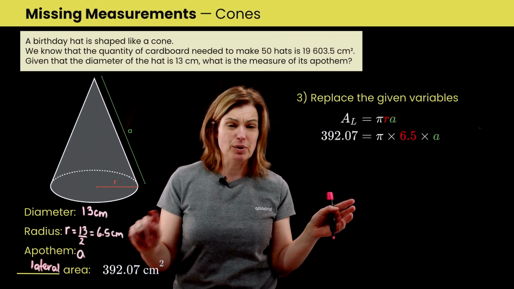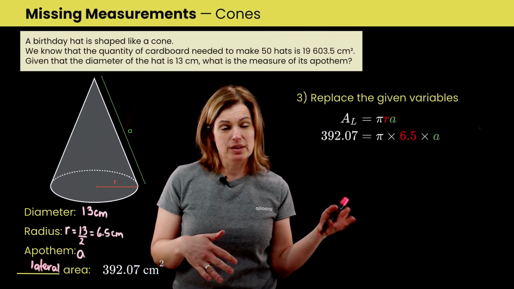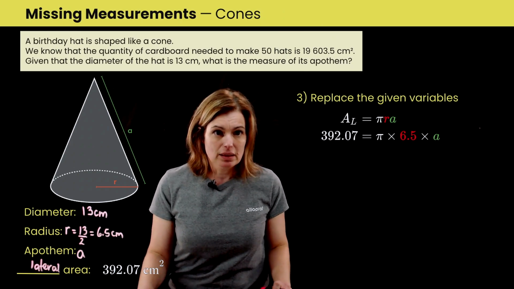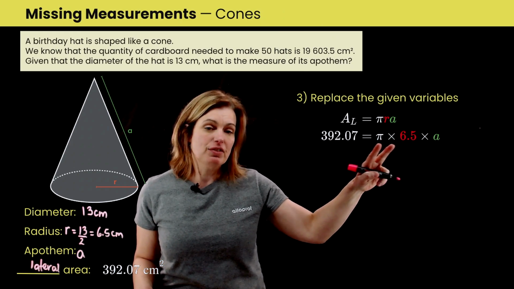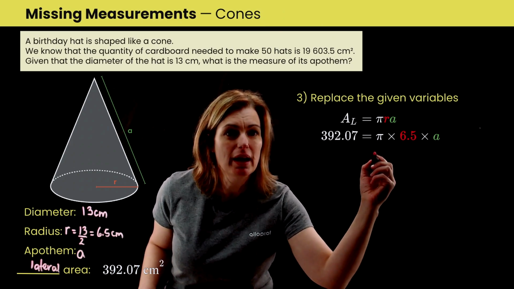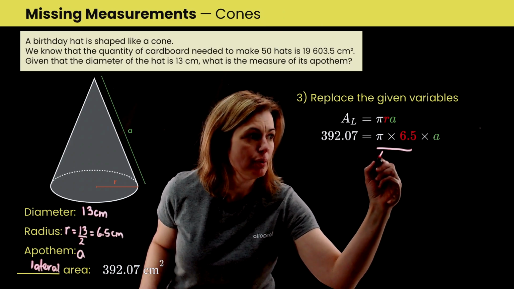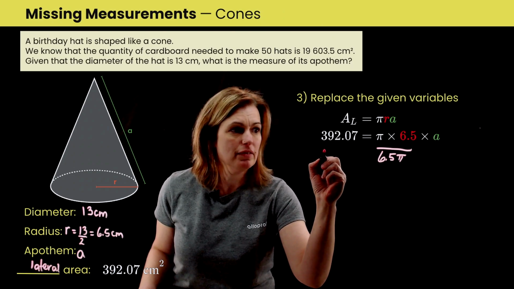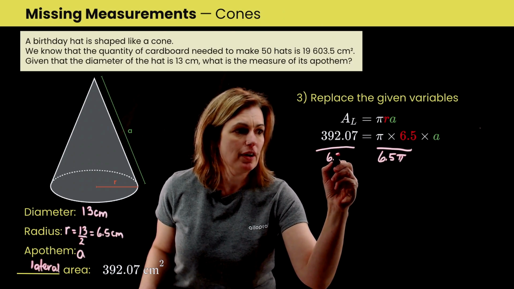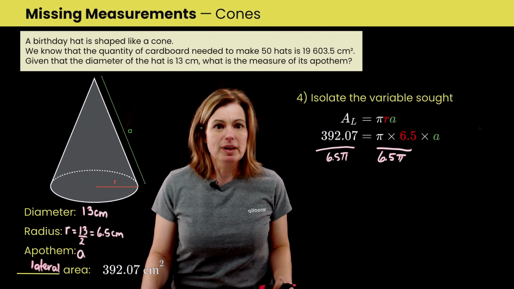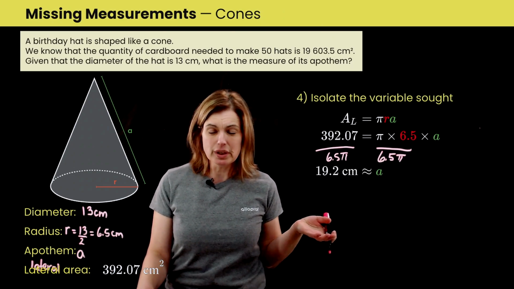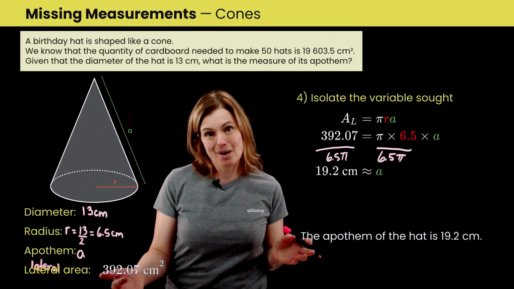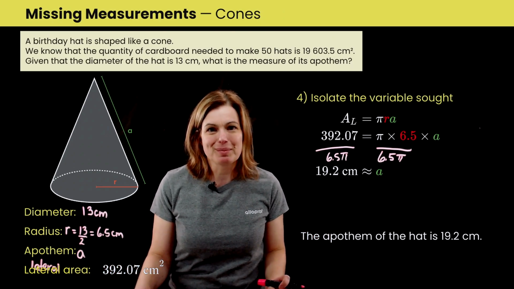Our radius is 6.5 centimeters, and we don't know what the apothem is. Pi, of course, 3.14159, etc. That doesn't change. So I don't actually have to convert pi, okay? I can just leave it in its symbolic form and say 6.5 pi, divide everything on that side by 6.5 pi, and I can divide everything on this side by 6.5 pi as well. And when I type that into my calculator, it's going to give me the apothem of 19.2 centimeters. So we know that the apothem of our cone, or our birthday hat, is 19.2 centimeters.